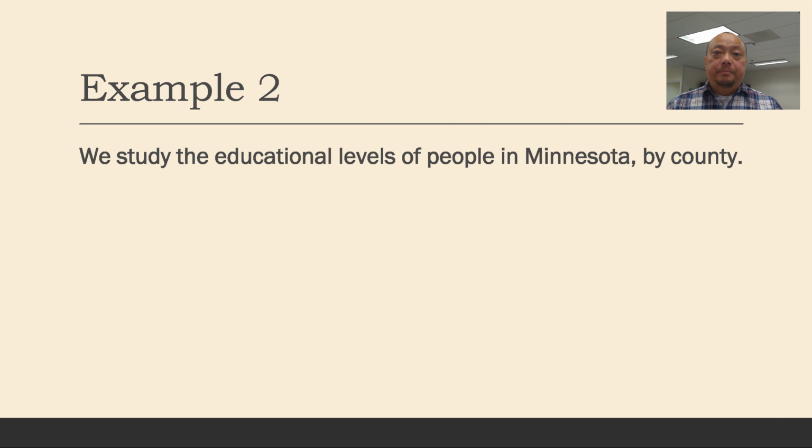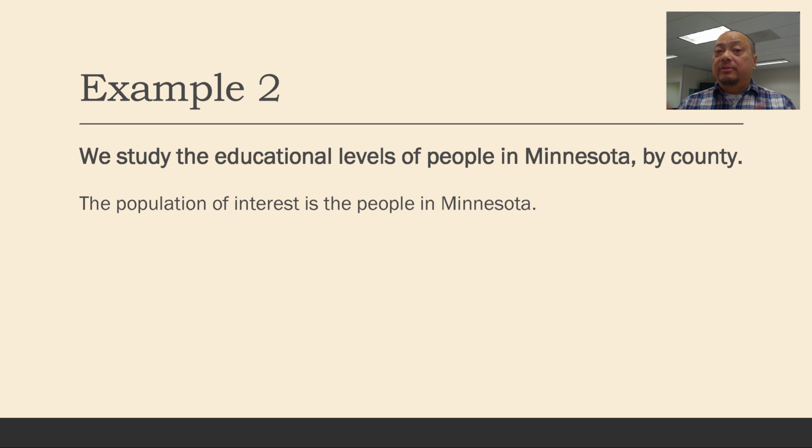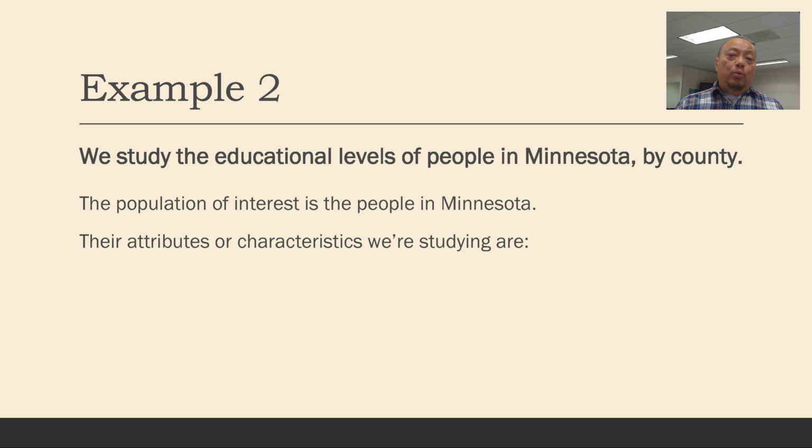Next example. We study the educational levels of people in Minnesota by county. Well, what is the population of interest? Meaning, what are the people, animals, or things that we're studying? It's the people of Minnesota, right? We're studying them. What are the variables? What are their attributes or characteristics that we're observing or measuring? Hit pause and think about it before I move on.